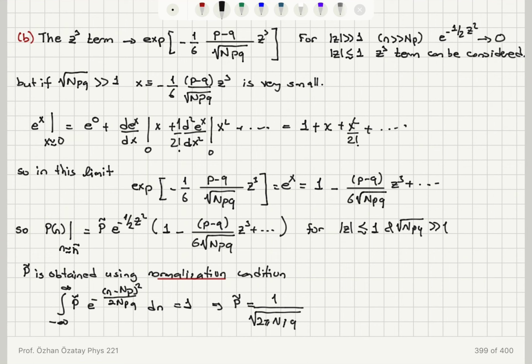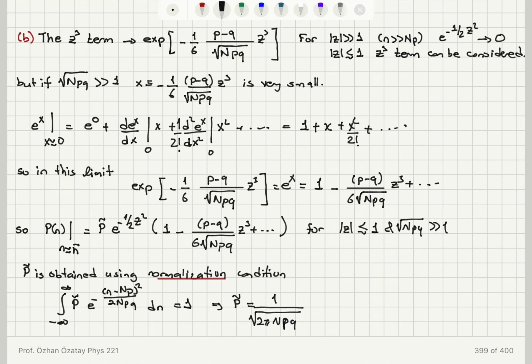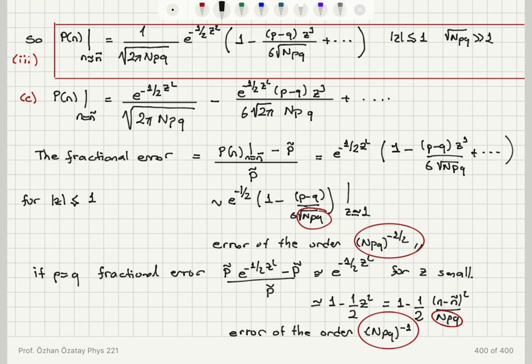The p tilde term, the most probable probability value, is obtained using the normalization condition, and this was also done in the videos where we obtain 1 over square root 2 pi npq for p tilde. And by substituting this into this expression and using our approximation in the limit square root npq much greater than 1, we can write it in the expression given in III.